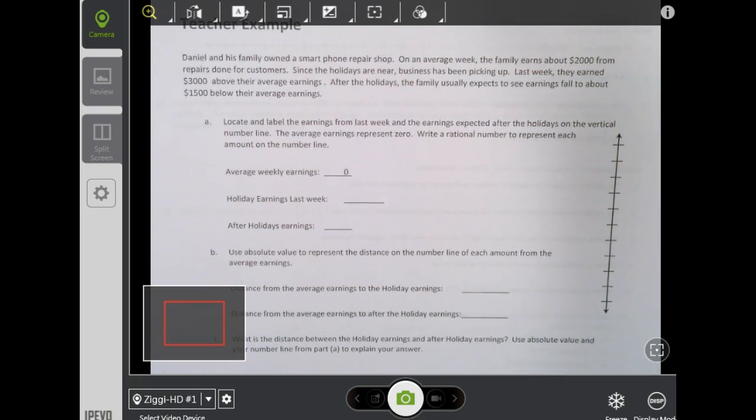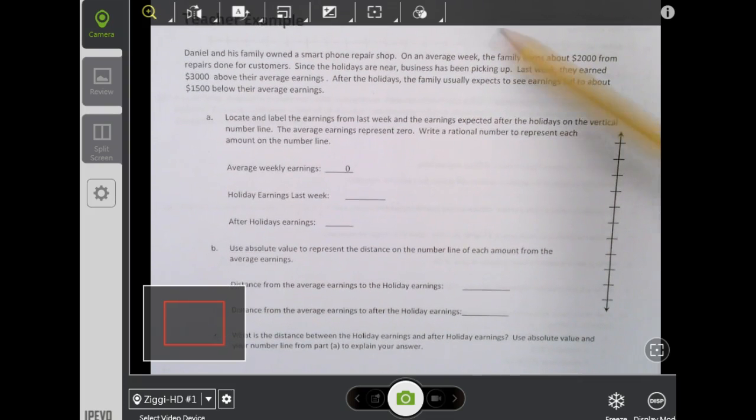Alright, let's read the example. It says, Daniel and his family owned a smartphone repair shop. On an average week, the family earns about $2,000 from repairs done for customers. Since the holidays are near, business has been picking up. Last week, they earned $3,000 above their average earnings. After the holidays, the family usually expects to see earnings fall to about $1,500 below their average earnings.